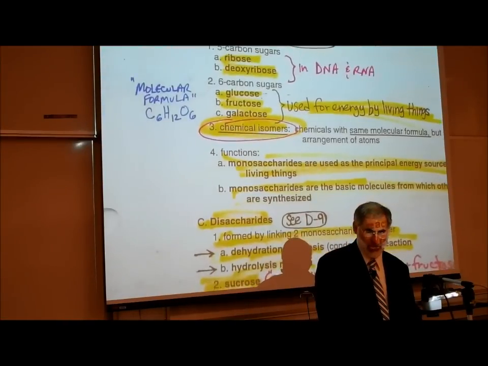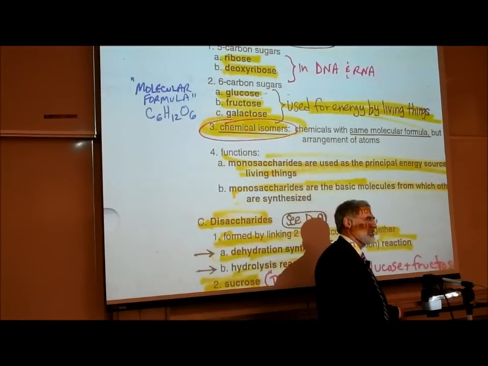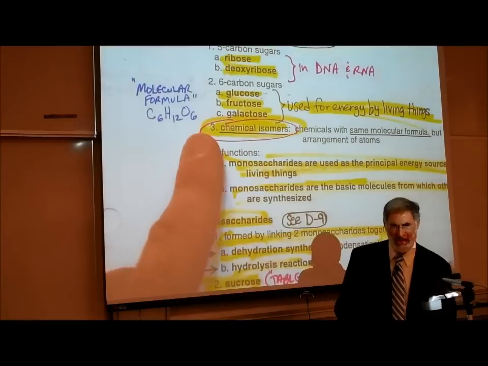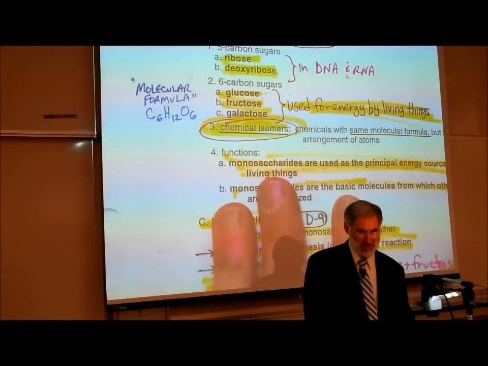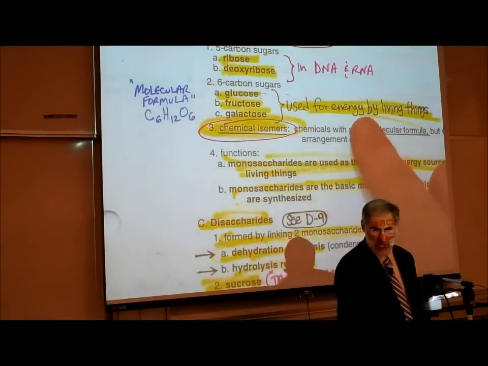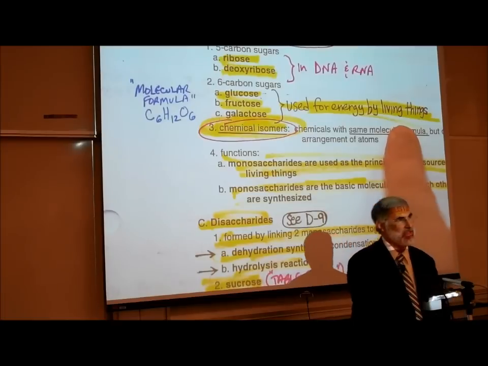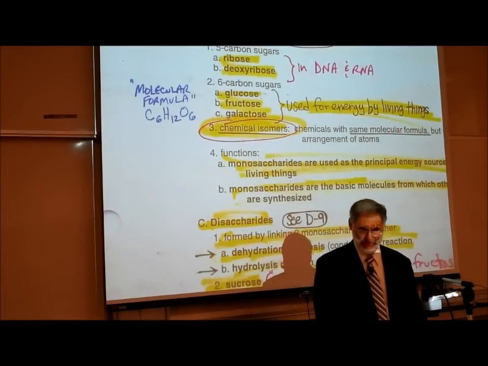There's also sugars that are 6 carbon atoms long. There are not just 3, there are hundreds of them, but I've listed 3 that we're going to ask you to know. Glucose, fructose, and galactose. The importance of these 3 sugars is all 3 of them are used as a source of energy by living things. Remember, all organic compounds are high in energy.